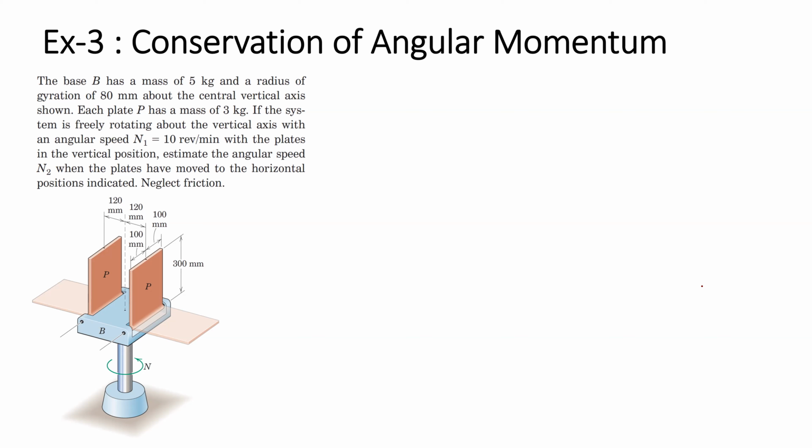What does it mean to simplify the picture? Before that, let's check what this problem is. We have the base B with the mass 5 kilogram. The blue part has mass of 5 kilogram. And again, radius of gyration about this axis.